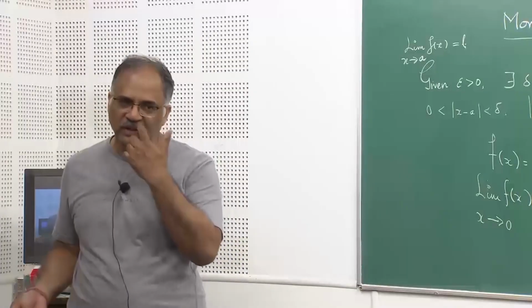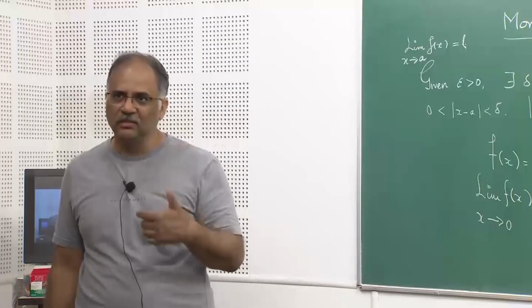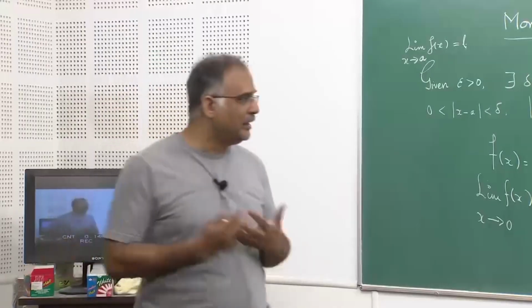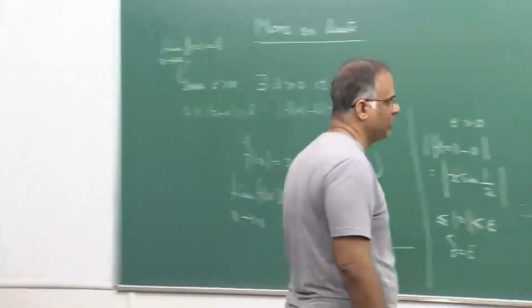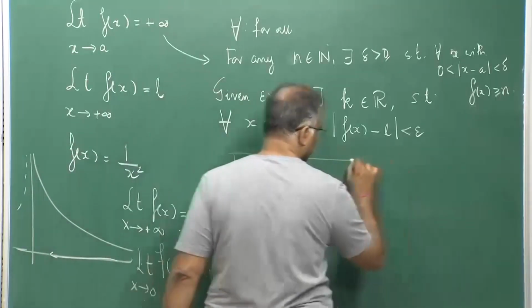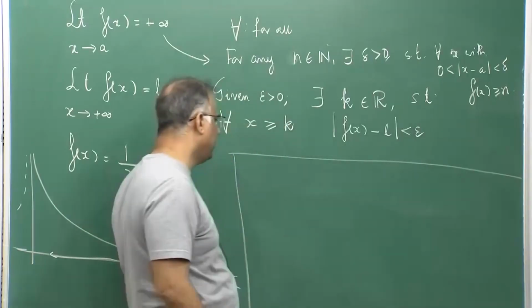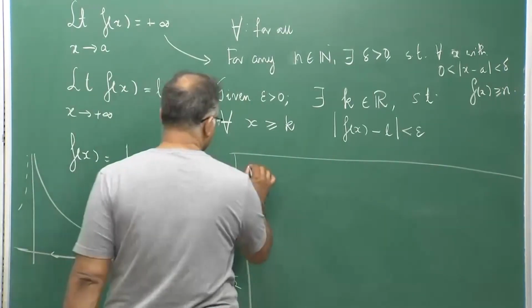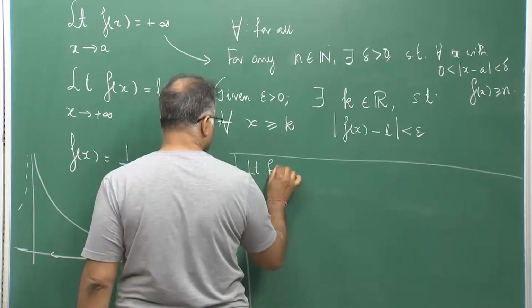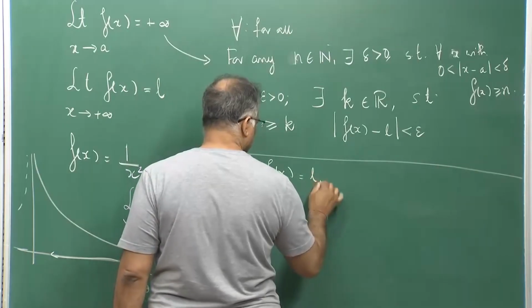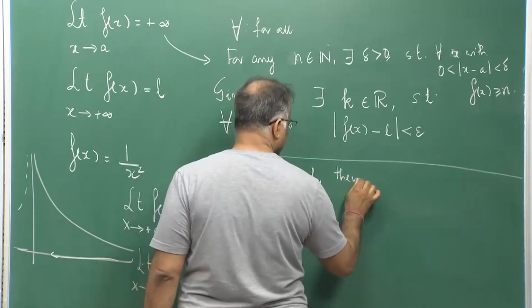So in that case you really have to base your statement on a proof, and that is why proofs are so important in mathematics. So here we want to say that if I have observed this limit of f(x) as x tends to A is L, then L is unique.